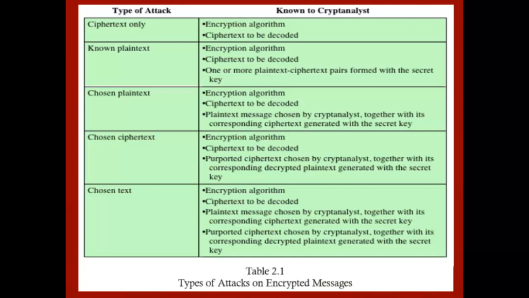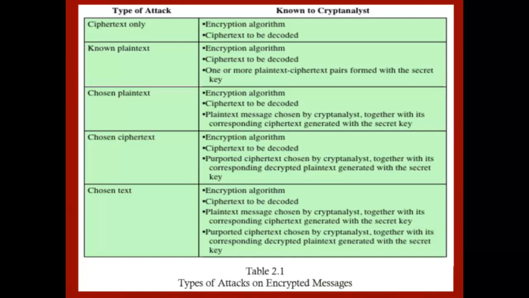The most difficult problem is presented when all that is available is the ciphertext only. In some cases, not even the encryption algorithm is known, but in general, we can assume that the opponent does know the algorithm used for encryption. One possible attack under these circumstances is the brute force approach of trying all possible keys. If the key space is very large, this becomes impractical.